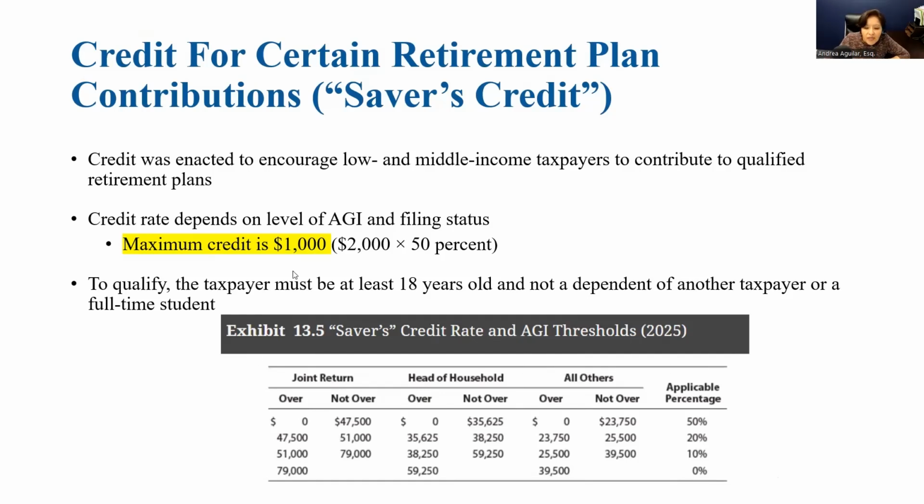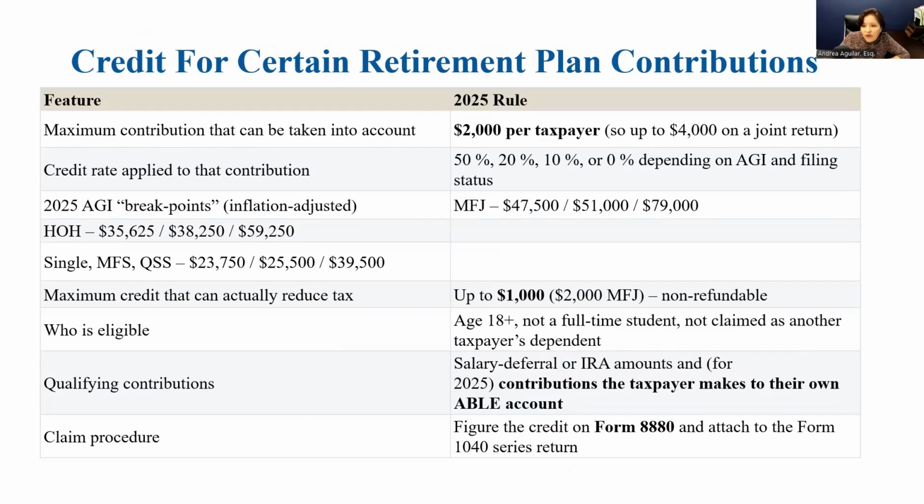Now looking at this chart, for example, if we were preparing the tax return of a couple that are married and filing jointly and their adjusted gross income was $60,000, then the amount of the credit that they will claim is 10%. In that case, you would just multiply 2,000 times 10%, and the amount of the credit would be $200.